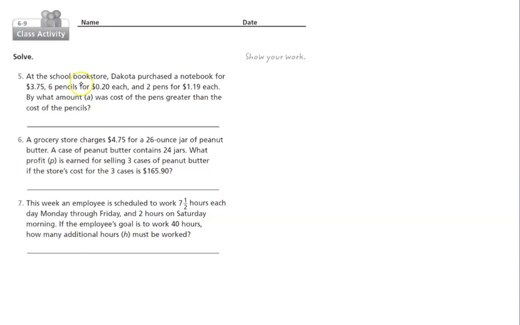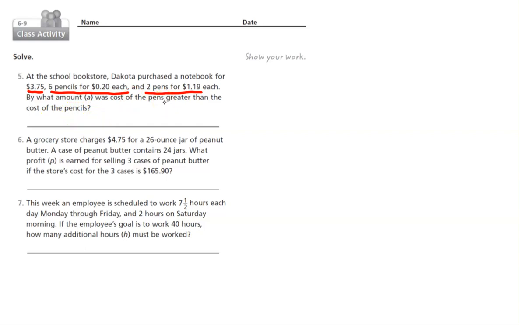At the school bookstore, Dakota purchased a notebook for $3.75. She purchased 6 pencils for 20 cents each, and then purchased 2 pens for $1.19 each. And it says, by what amount A was the cost of the pens greater than the cost of the pencils?